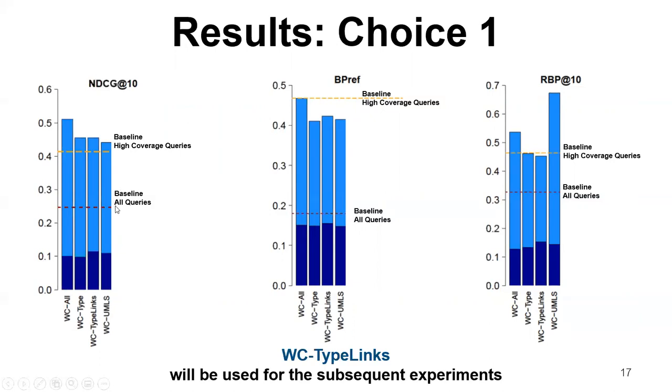Based on the 3 plots, we see that option WC type links performs better than other options across all 3 measures. As you can see here, this one is higher than the other options. This one is also type links, and based on RBP at 10, type links is also the best. Therefore, WC type links will be used for the subsequent experiments.